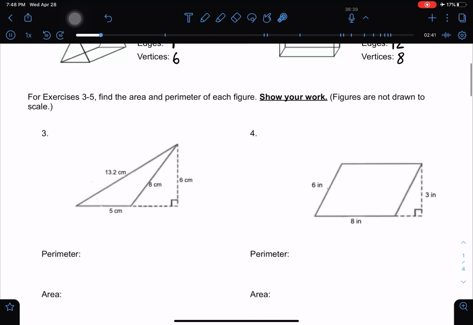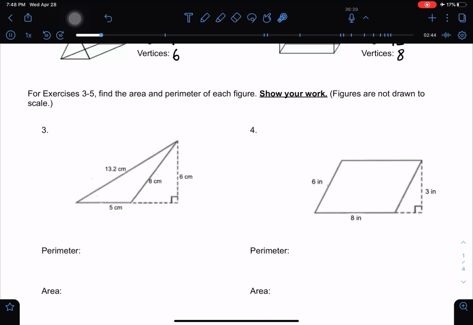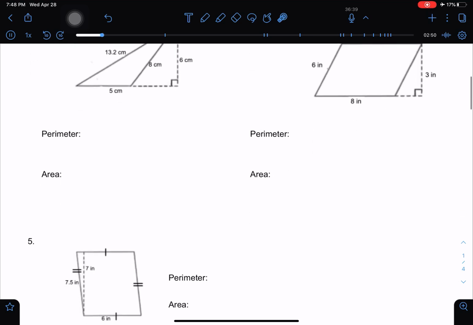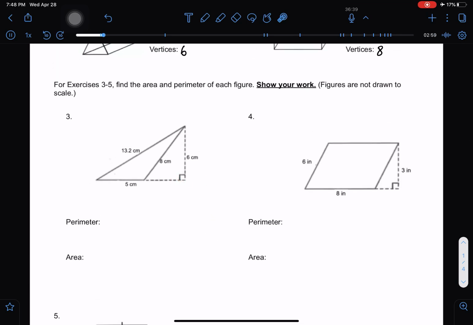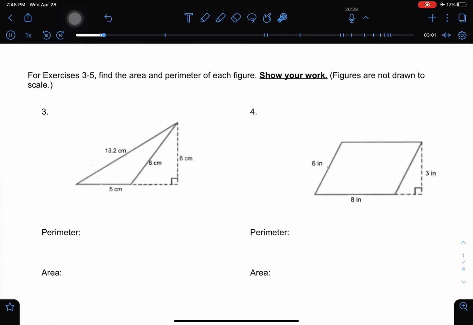For numbers 3 through 5, we are finding the area and the perimeter of each figure. As you see, there are 2 parallelograms. Number 4 and 5 are parallelograms. That's what we've done more recently. And then we also see a triangle, which we saw back in investigation 2 when we were finding area and perimeter of a triangle. So let's go ahead and start off with number 3.